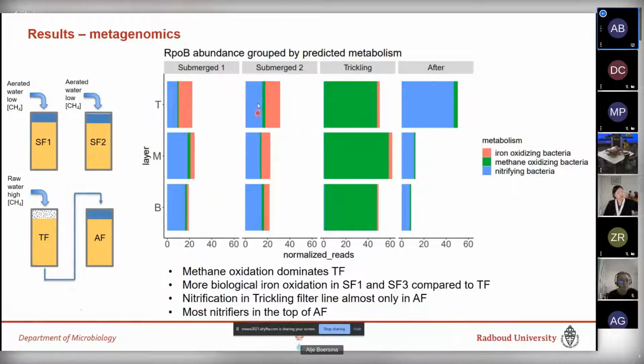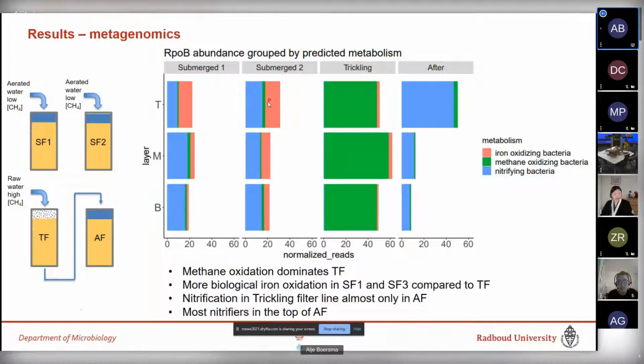So in this figure, you see the RPUB abundance for the two submerged filters, the trickling filter, and then the submerged filter that comes after the trickling filter. And we group the RPUBs based on their predicted metabolism. In red, iron oxidation, in green, methane oxidation, and in blue, nitrifying bacteria.